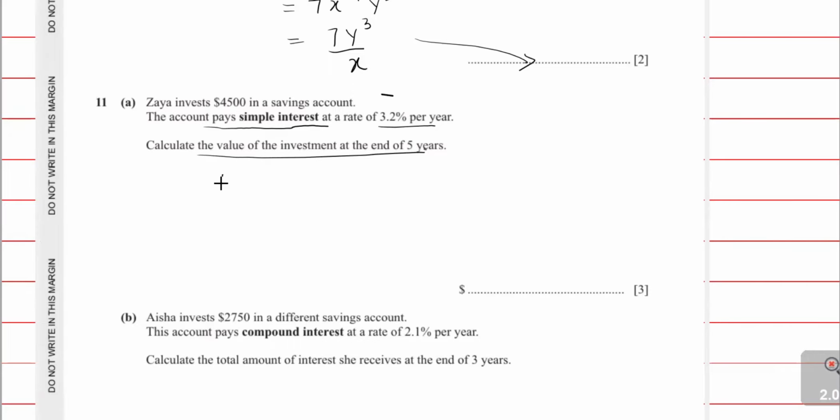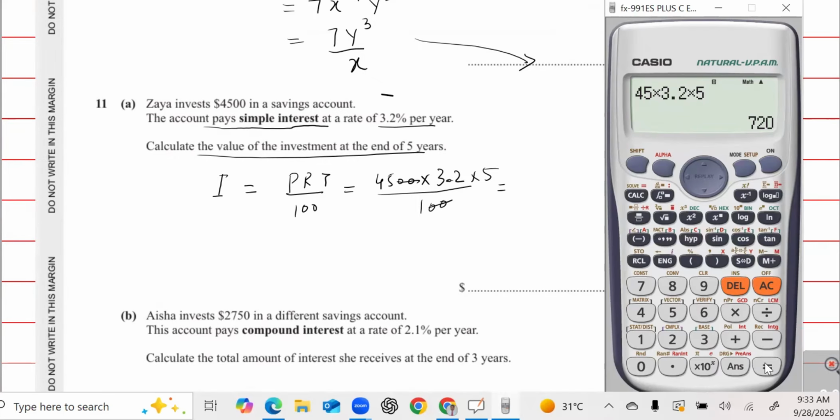Look here, the simple interest formula: I equals PRT over 100. P is the investment amount, this is 4,500. R is the rate, this is 3.2. T is the investment time, this is 5, over 100. And this will be equal to 720.